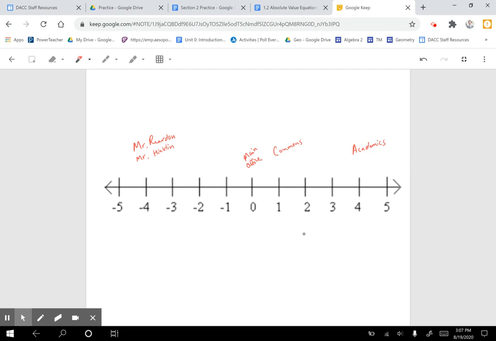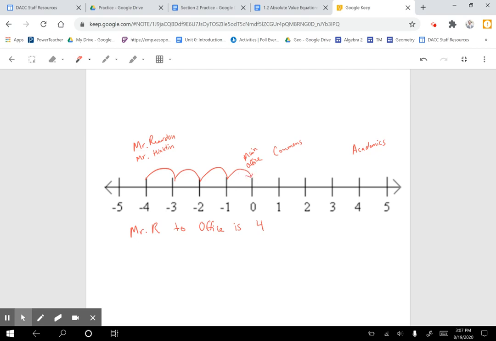So the distance from Mr. Reardon to the office is 4. Okay, so I have to take 1, 2, 3, 4 jumps to bring me there.